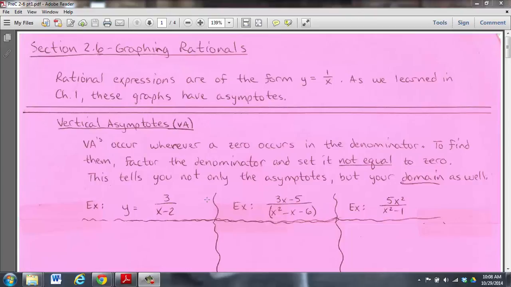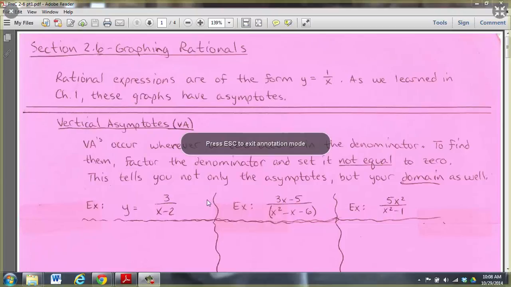Alright, hi guys. Here we are doing section 2.6, which is graphing rationals, and this would be something that you have some familiarity with because you did do it in Algebra 2 last year. First things, just remember that a rational expression is one of the form y equals 1 over x.